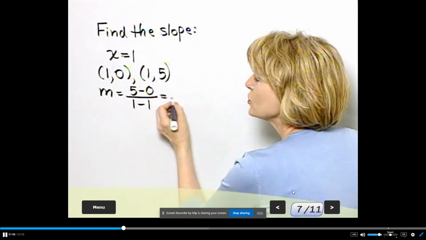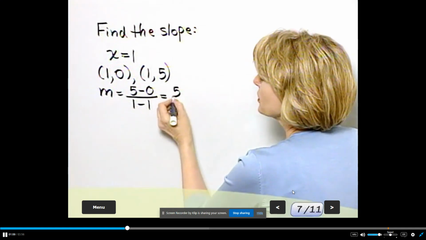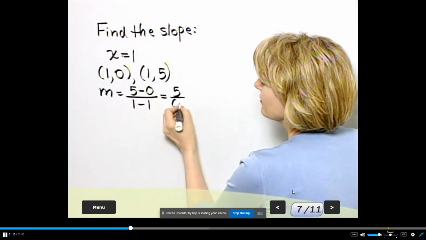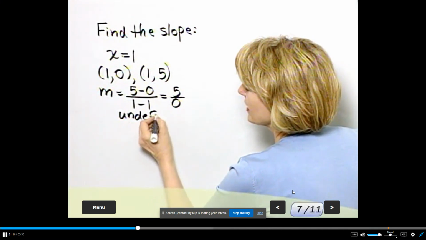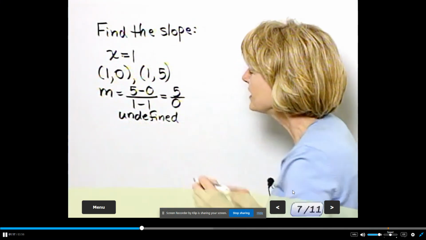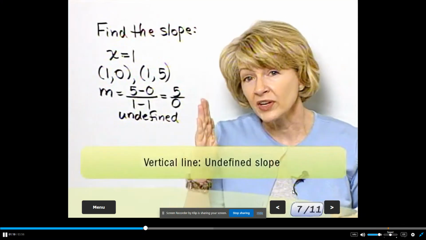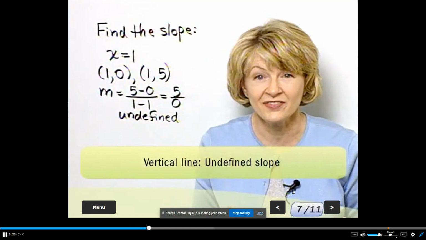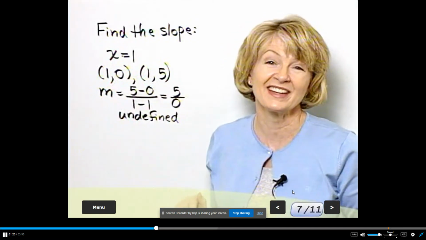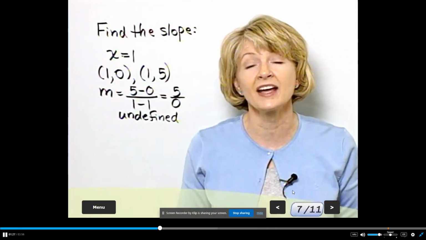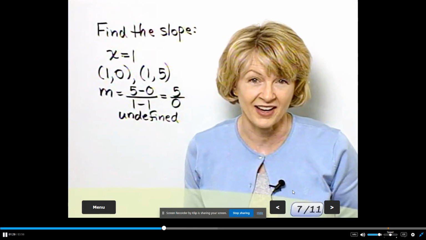And this should be familiar to you because we've talked about it a little bit. I have 5 over 0. This is undefined. It is true then, vertical lines have undefined slope in general. So now you don't need to calculate it anymore. If you have a vertical line, the slope is undefined.